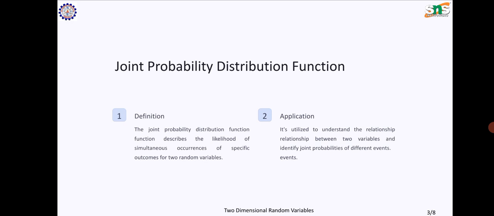Then we should know conditional probability distribution. The conditional probability distribution means x given y or y given x. For x given y, we have to write the probability of x intersection y equal to yj divided by the probability of y equal to yj. Here the x value will vary, y will be constant. In the same way, y given x is equal to the probability of y equal to yj intersection x equal to xi divided by the probability of x equal to xi. In this, the y value will vary, x will be as it is.